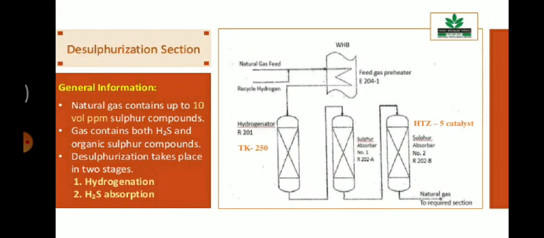Here in the desulfurization section, what exactly happens? Let us see.